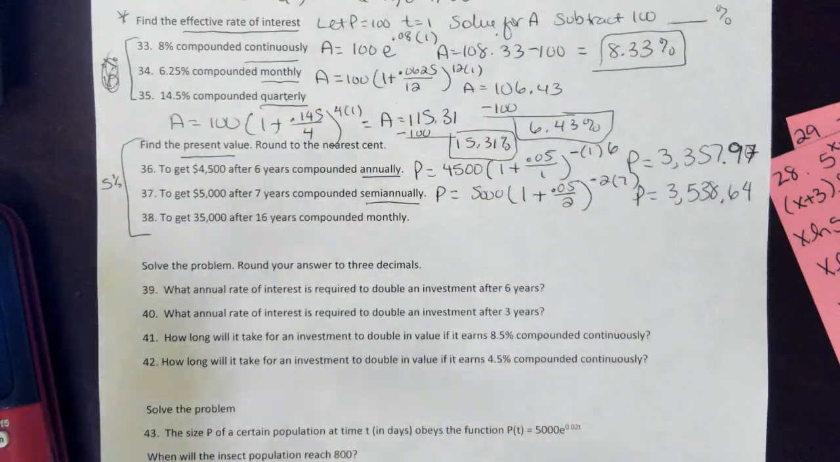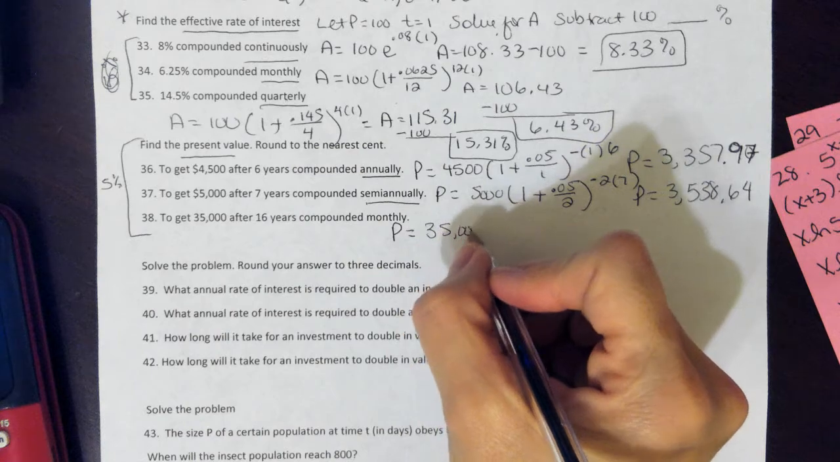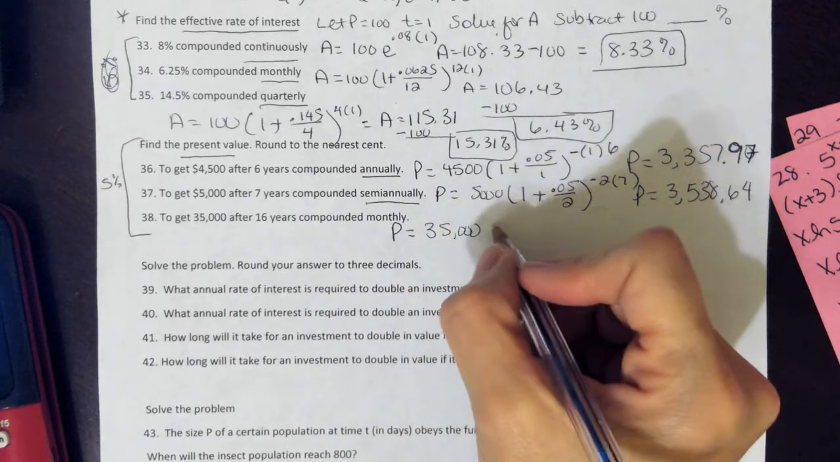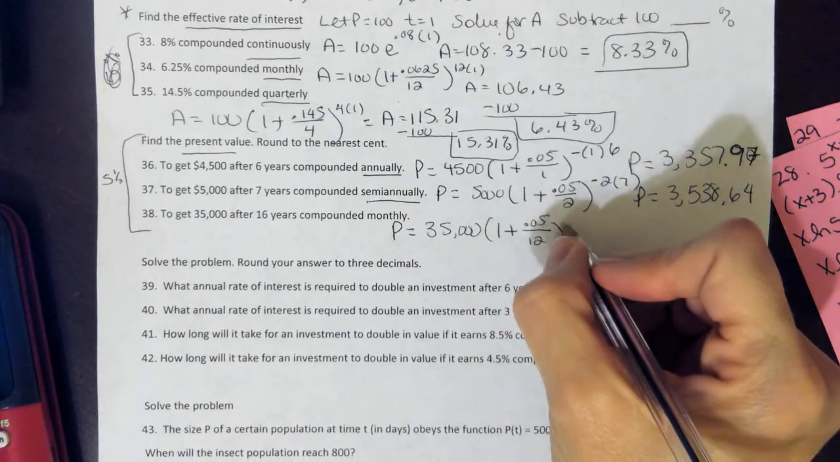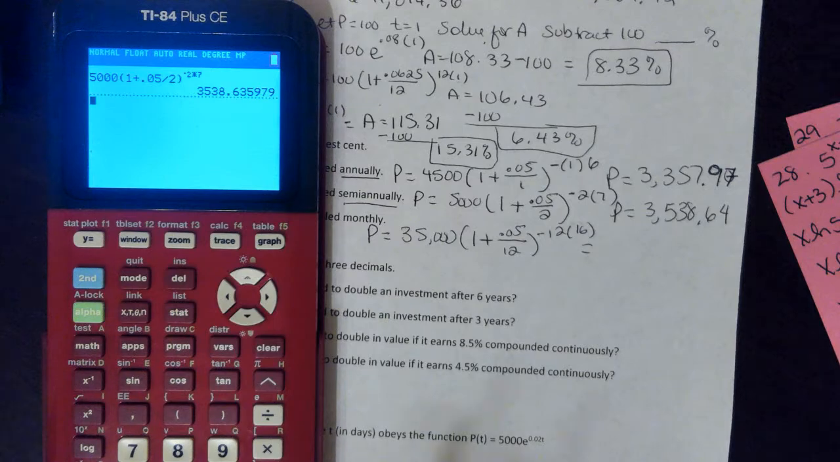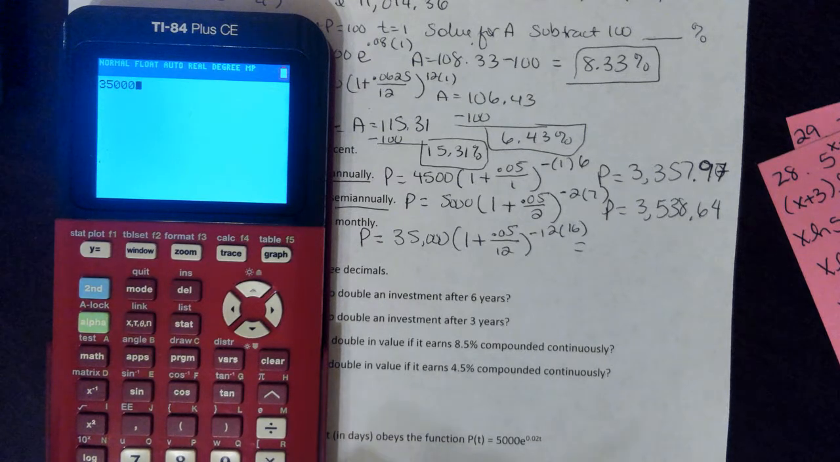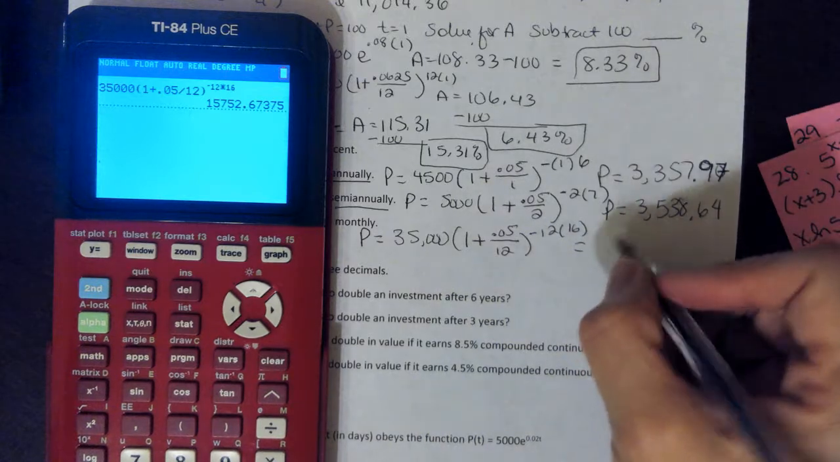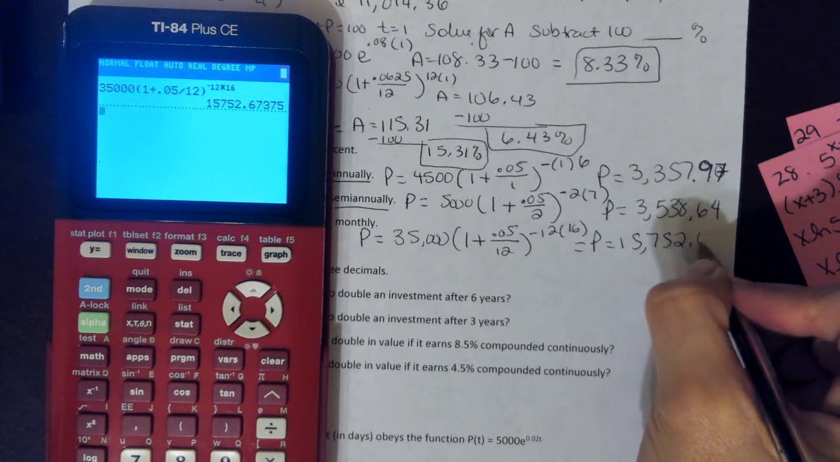Alright, one more time. They want me to do it monthly for 16 years. So P equals, we're not starting off with $35,000, that's what we want. We want $35,000. 1 plus 0.05, again, same interest rate. Monthly means N is 12, to the negative 12 times 16 years. So we're saving that money for a while. Maybe we're saving for a car since birth, I guess. So we want $35,000. 1 plus 0.05 divided by 12 raised to the negative 12 times 16. And we need to start with $15,752.67.